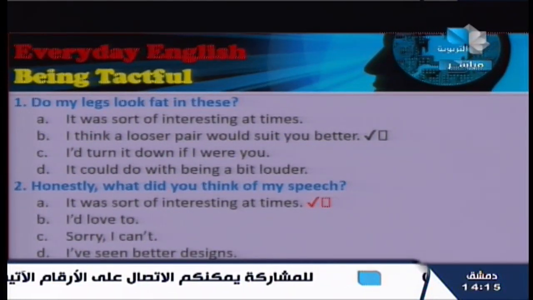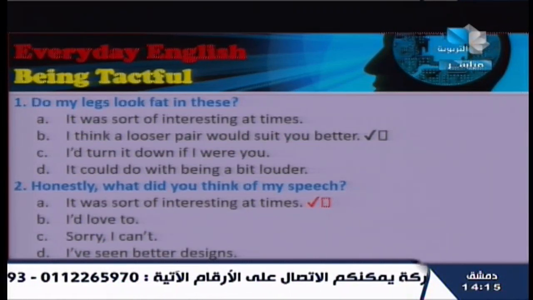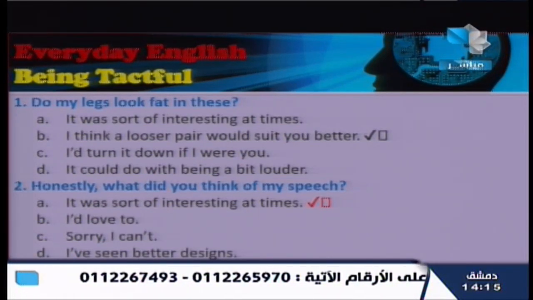We use the past not because it is past. It means it was sort of interesting. It means it was interesting. Yes, that's it. Sure. Okay.